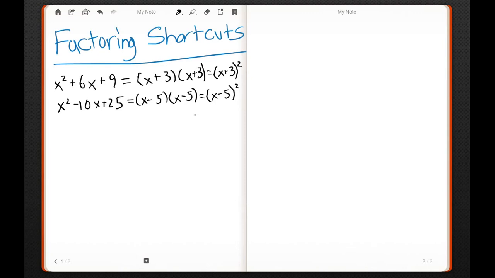So I think you see the pattern here. There's something about these trinomials that allows them to be rewritten as one binomial squared. So I'm going to write a formula, and hopefully this should look pretty familiar.